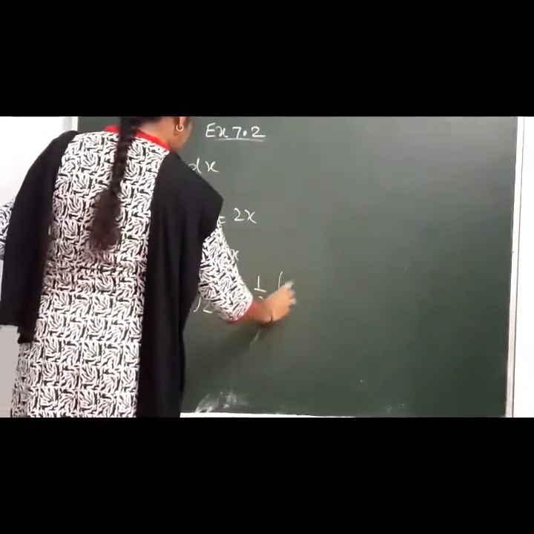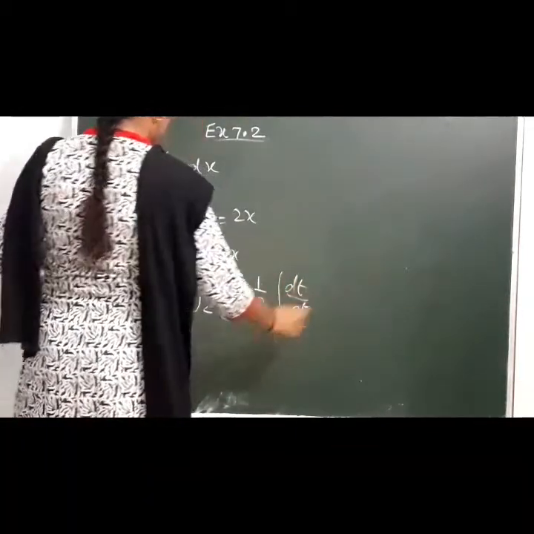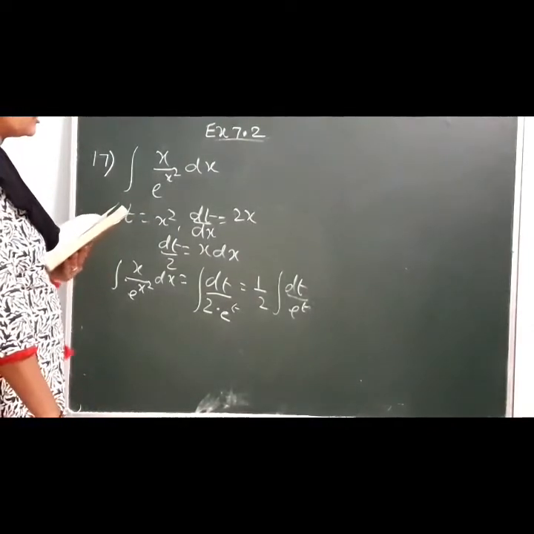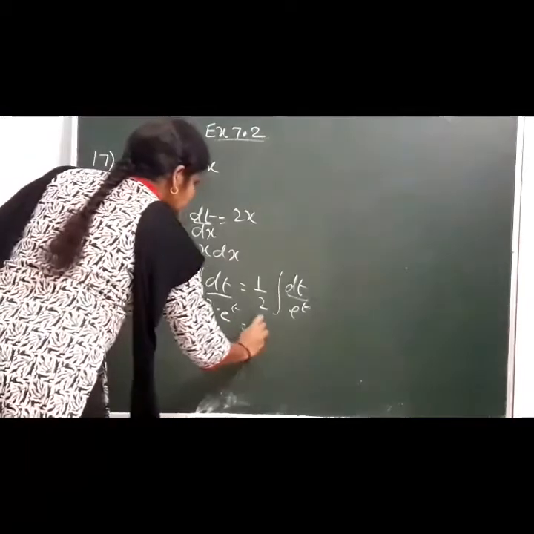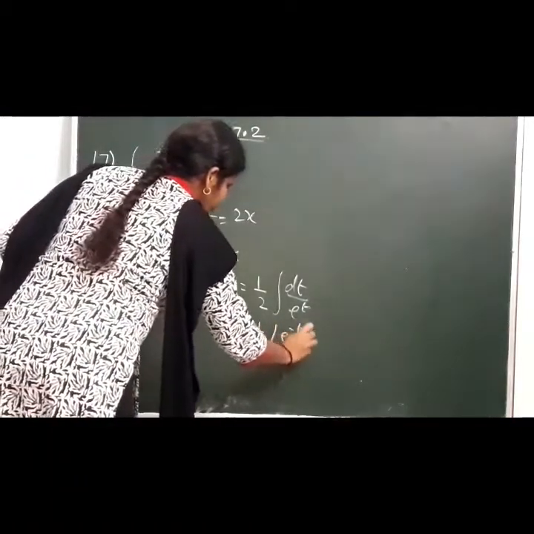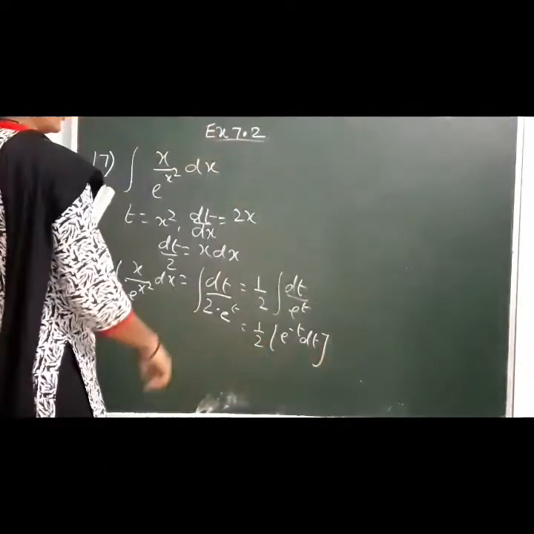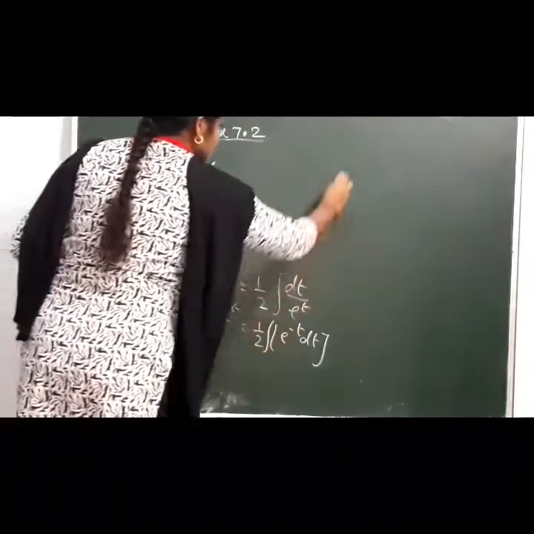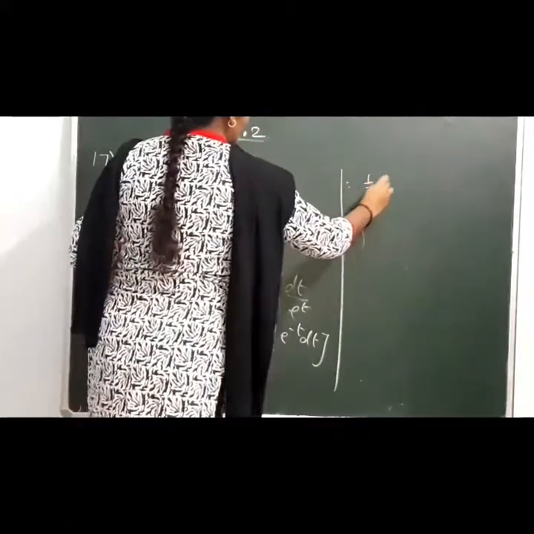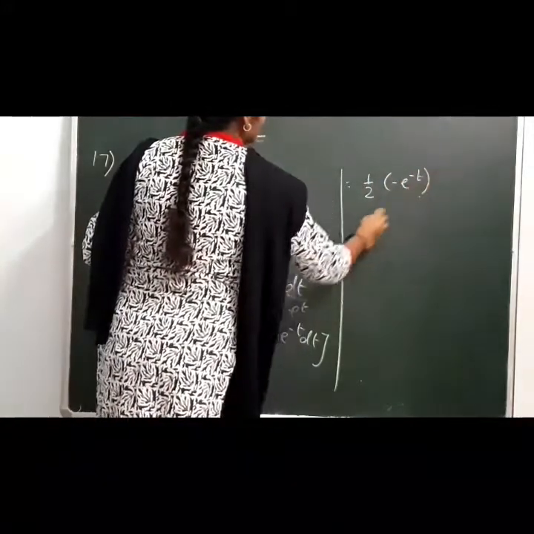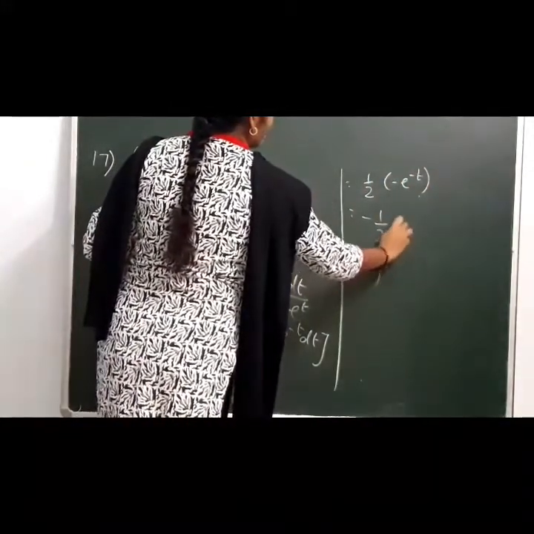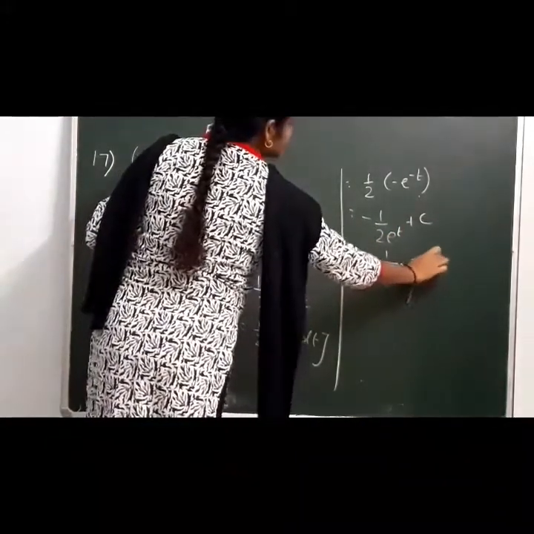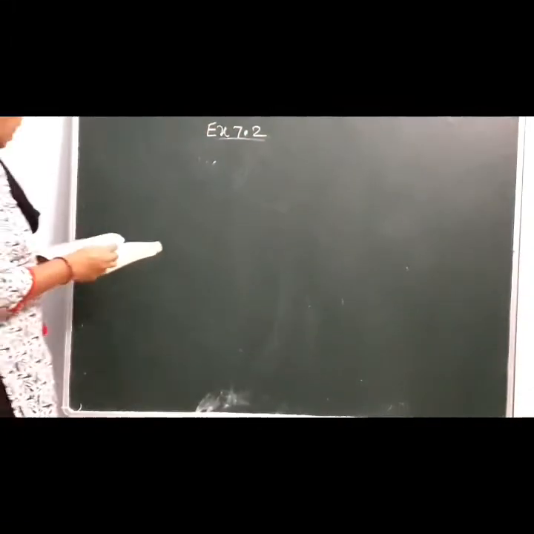1 by 2 dt upon e to the power of t. So you will get here e to the power of minus t. So the integral of e to the power of minus t dt will become minus e to the power of minus t. So integrating this one, you will get minus 1 by 2 e to the power of minus t plus c, that is minus 1 by 2 e to the power of minus x square plus c. This is the answer.